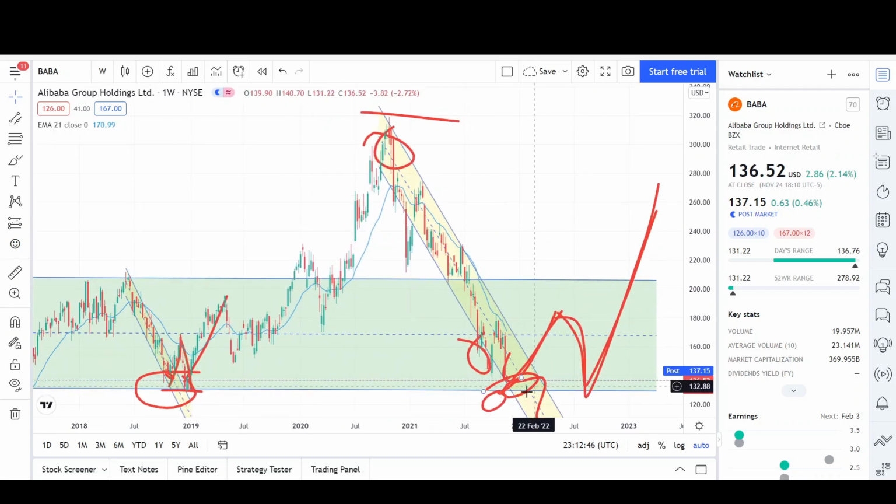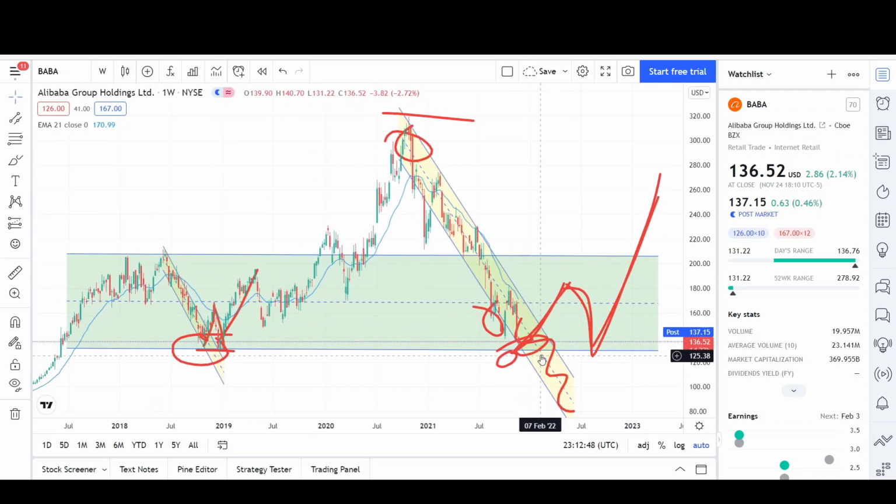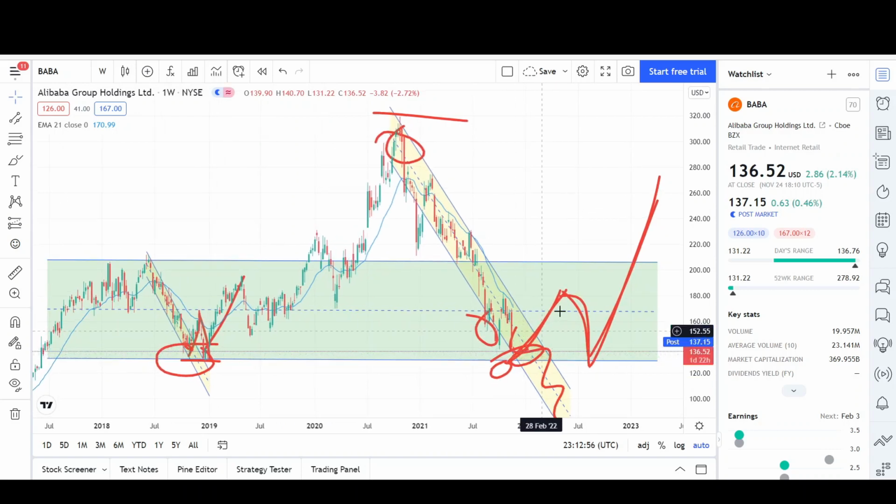So we're going to see in the coming weeks and months how strong the support level is around that 125, 130 level. And then from there, I do expect a bounce, a decent sized bounce. I don't know how high it can go, but I'm just going to predict maybe 180 level, or even maybe back up to the $200 level. And we'll see if this was the lows or not.